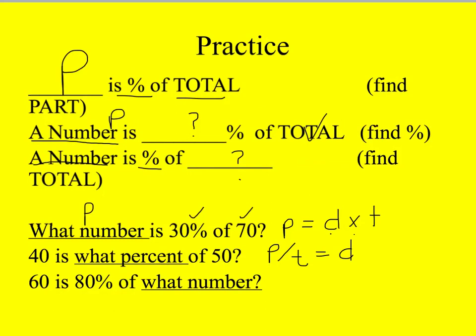60 is 80% of what number? So in this case, we don't know the total. The total was equal to the part divided by the decimal. So take a few seconds and try to figure out what these are.